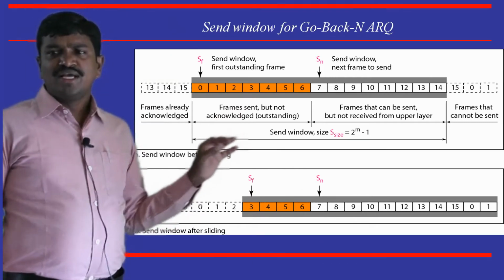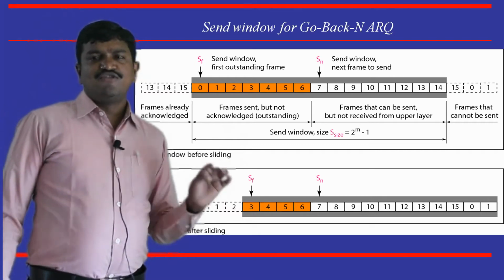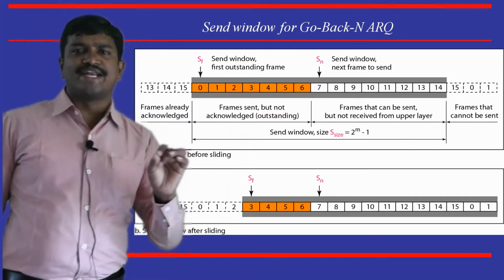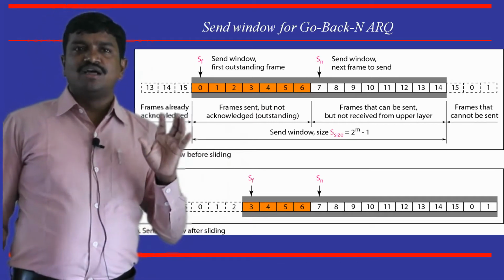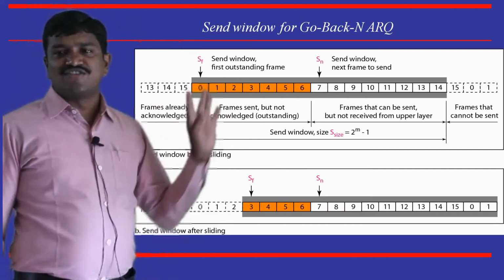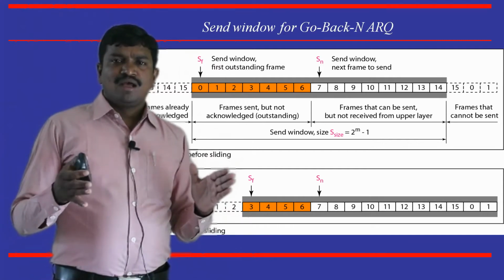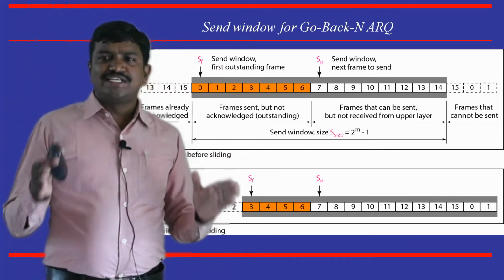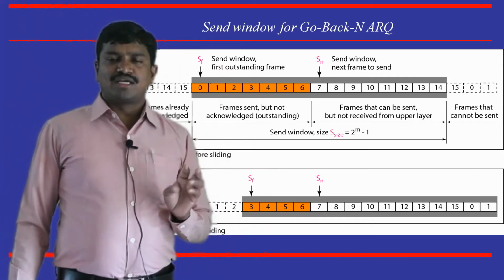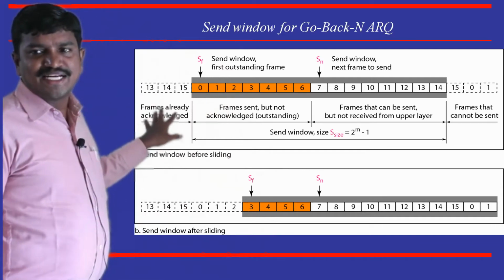Let us say we are making use of 4 bits for the sequence number. If you are using 4 bits, the total available sequence numbers are 2 power 4 minus 1, that is 15 sequence numbers, starting from 0 to 15. Now this 0 to 15 band is divided into 3 categories. If you observe this one, this band indicates 13 to 14.